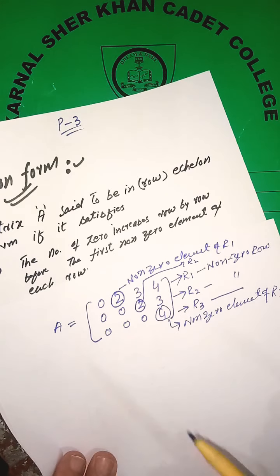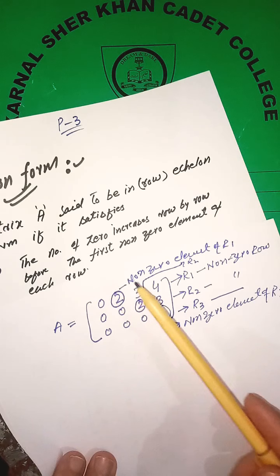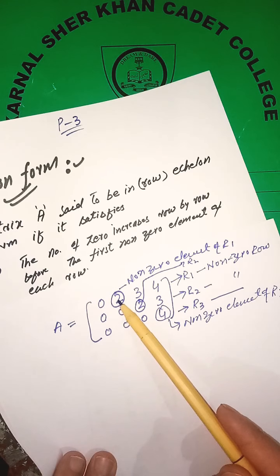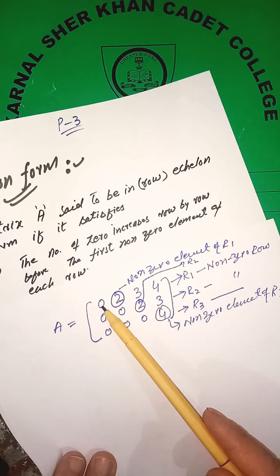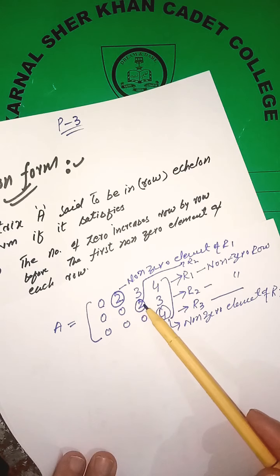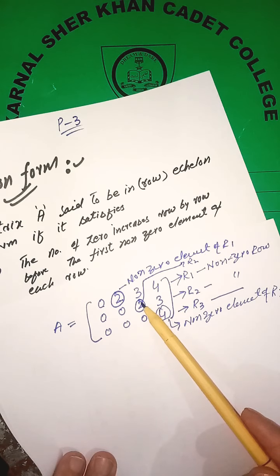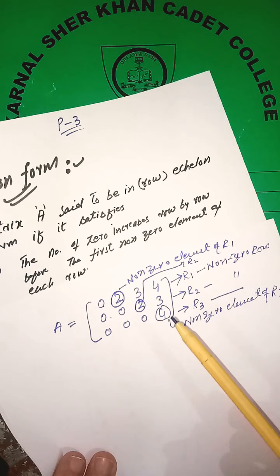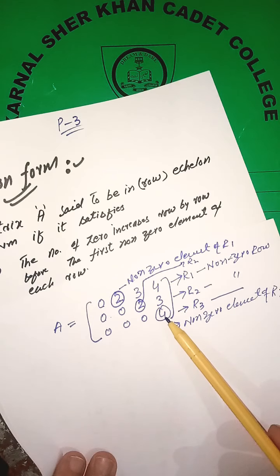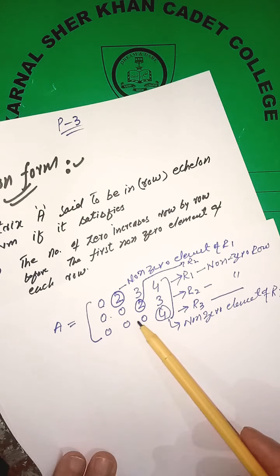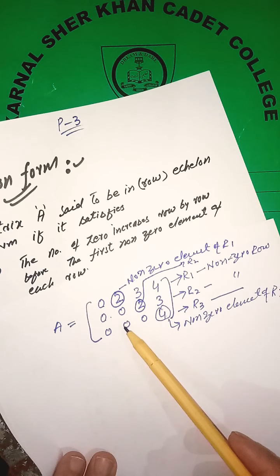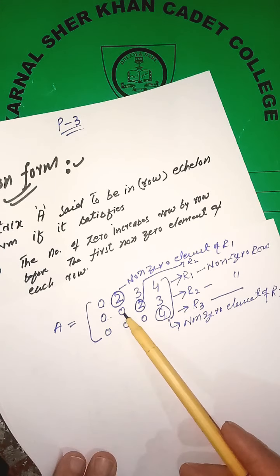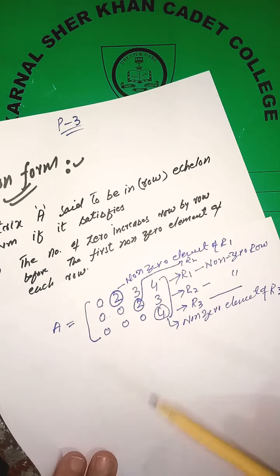So if we apply that property on that matrix, look at this non-zero element, and there is only 1 zero before that. In the second row, the non-zero element is 2 and there are 2 zeros before it. In the third row, there are 3 zeros before the non-zero element. So the number of zeros is increasing row by row.